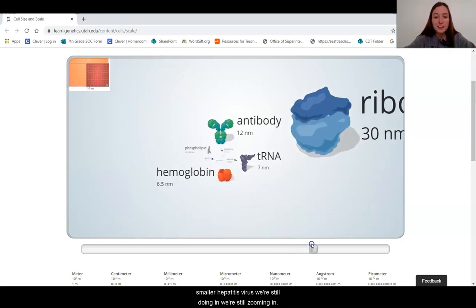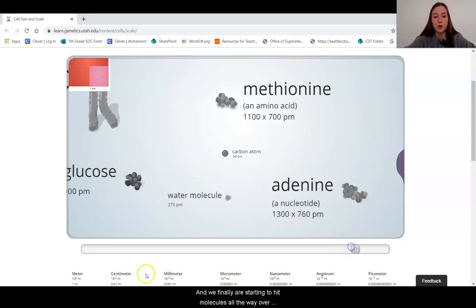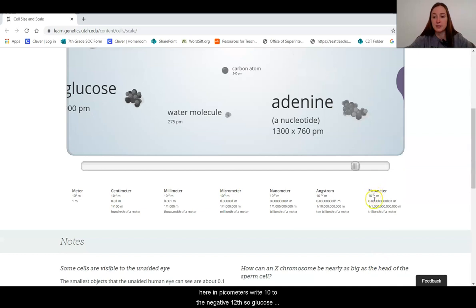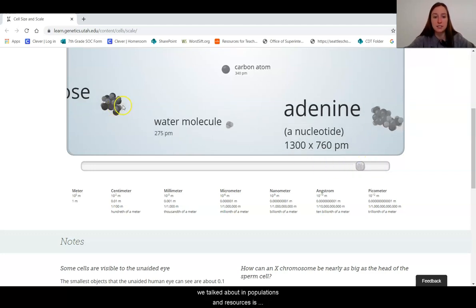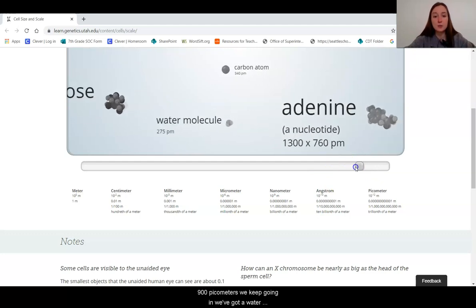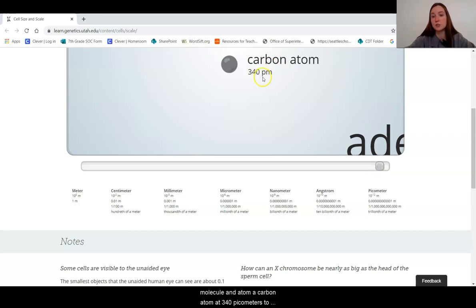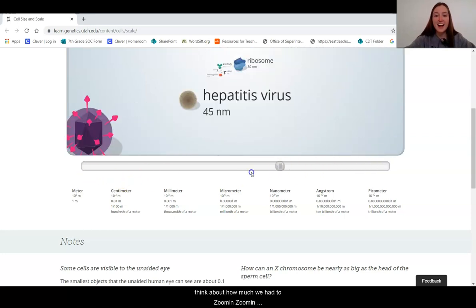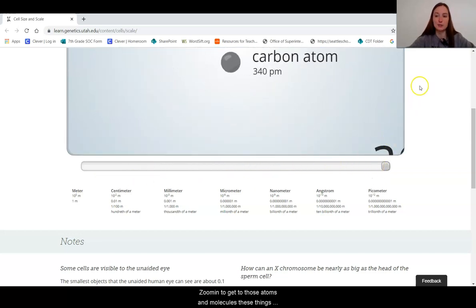We're still zooming in, and we finally are starting to hit molecules all the way over here in picometers, 10 to the negative 12th. Glucose, which was one of our energy storage molecules that we talked about in populations and resources, is 900 picometers. If we keep going in, we've got a water molecule and a carbon atom at 340 picometers. Think about how much we had to zoom in to get to those atoms and molecules. These things are really, really small.